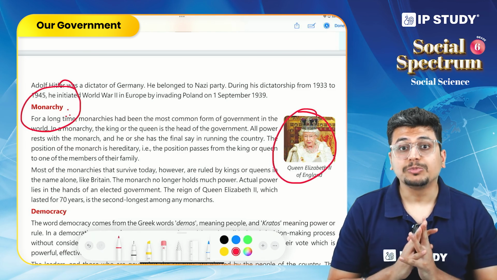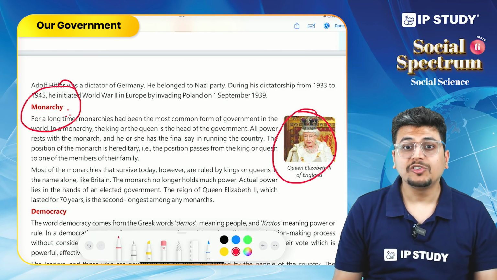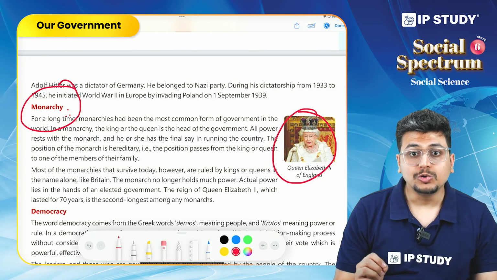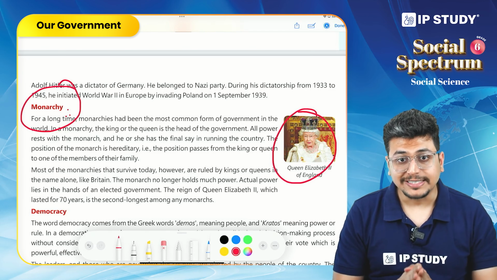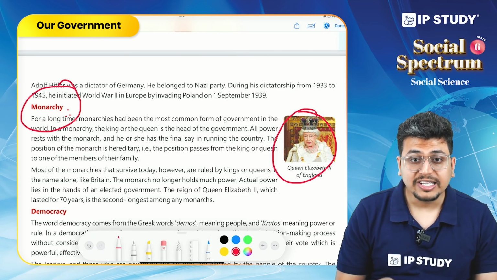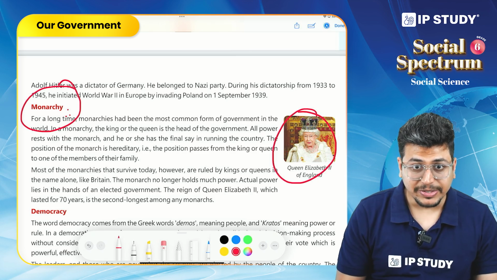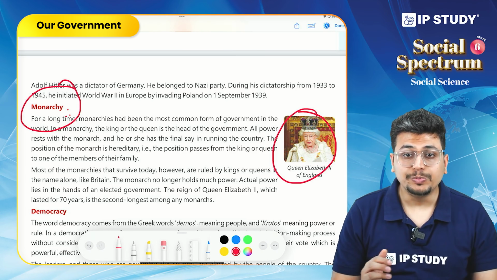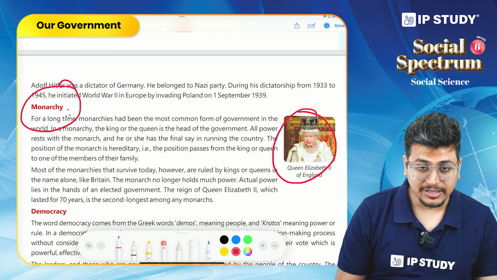So what is a monarchy? In a monarchy form of governance, it is the queen or the king who is ruling the state. If you look at many monarchies, they are hereditary in nature. It means that it is the son or the daughter of the monarch who becomes the next monarch, right?